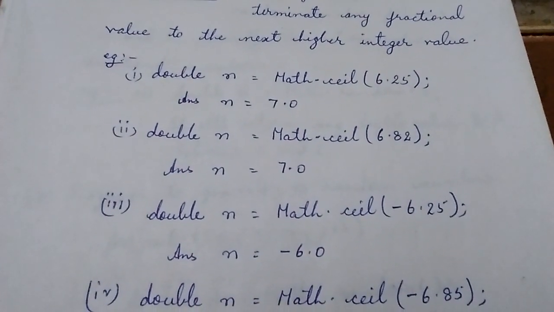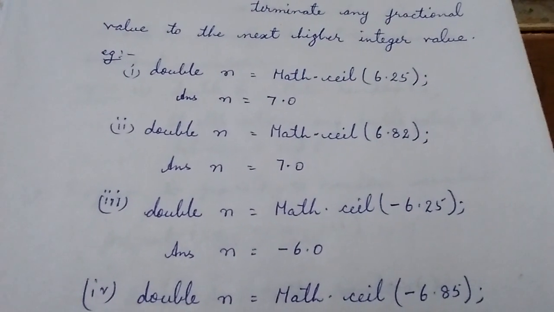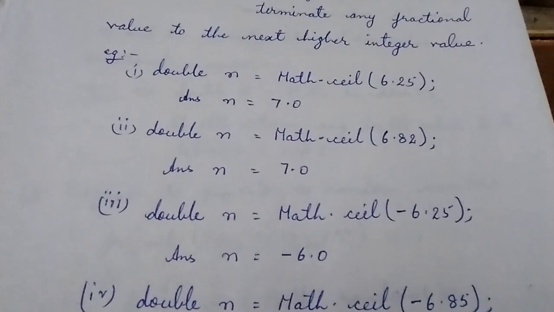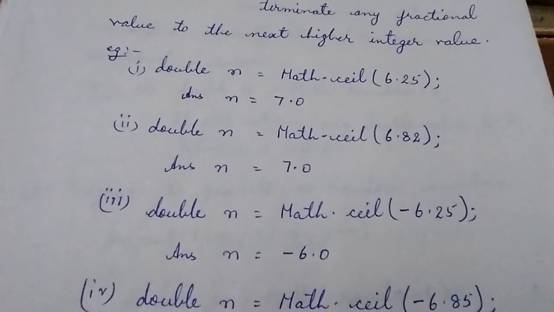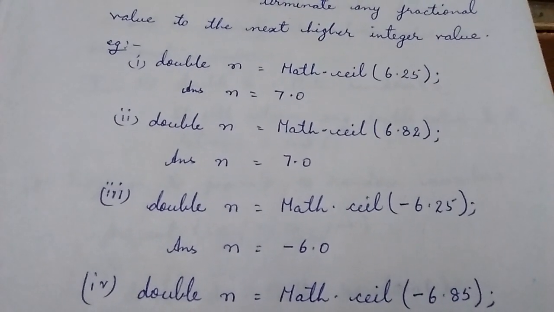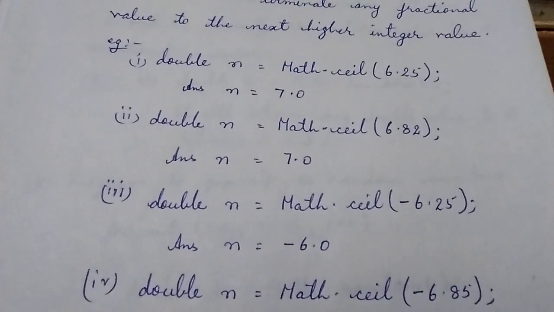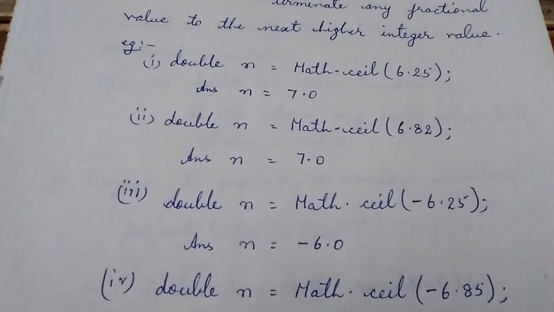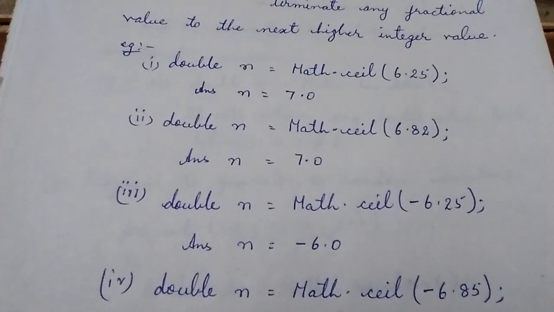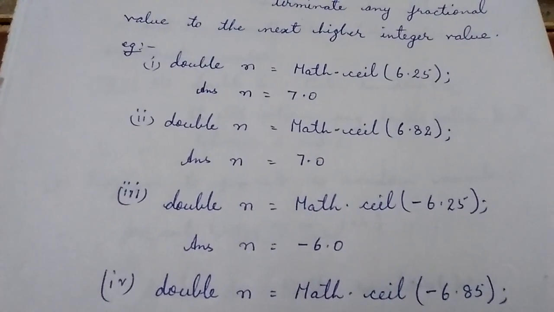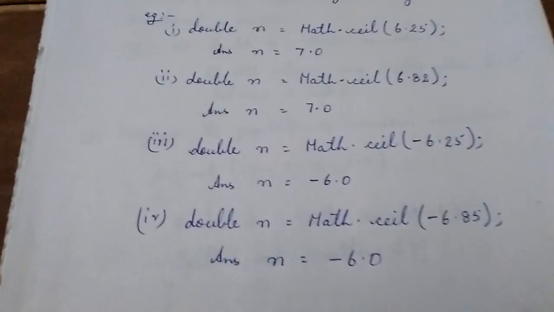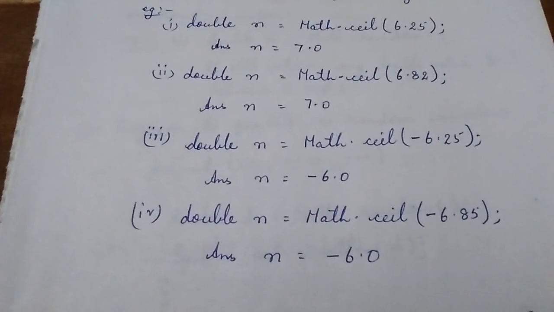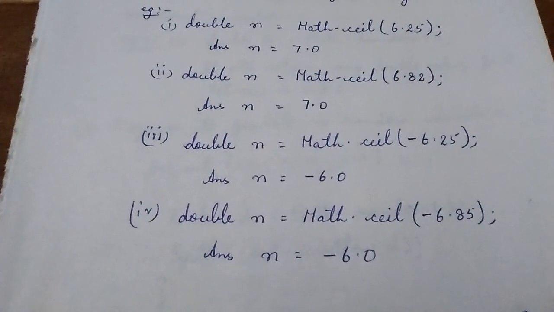double n = Math.ceil(6.82). This is .82, and it will also convert to 7.0. For negatives, it remains the same. double n = Math.ceil(-6.25) will also get converted to the next highest integer value in the negative, so n will have -6.0. double n = Math.ceil(-6.85) will also convert to -6.0.